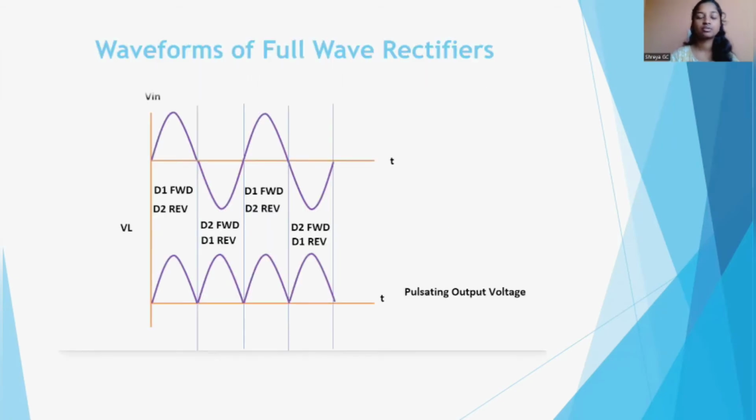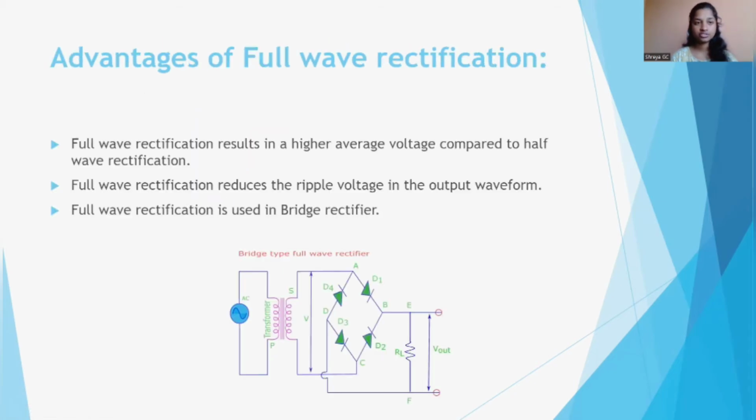Now let us discuss the waveforms of full wave rectification. As we discussed earlier, this is the input and these waves are the output. Let us discuss the advantages of full wave rectification. Full wave rectification results in a higher average voltage compared to half wave rectification. Half wave rectification gives less voltage, and full wave rectification reduces the ripple voltage in the output. It is mainly used in the bridge rectifier.